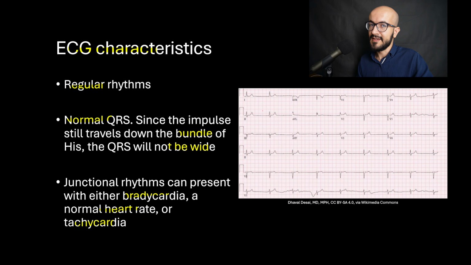So as we can see in this picture here, we have a 12-lead ECG of a patient with junctional rhythm, and we can see that the rhythm is regular. So the distance between every two QRS complexes is the same, and the QRS complex is normal, so it's not wide, and it can present with bradycardia, normal heart rate, or tachycardia. In this case, it presents with a heart rate of 50, so it is bradycardia.